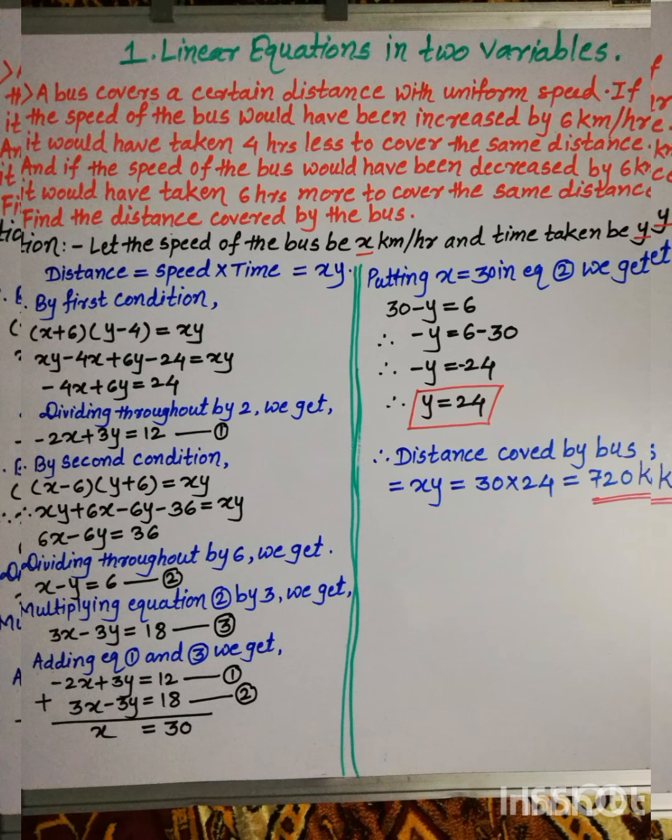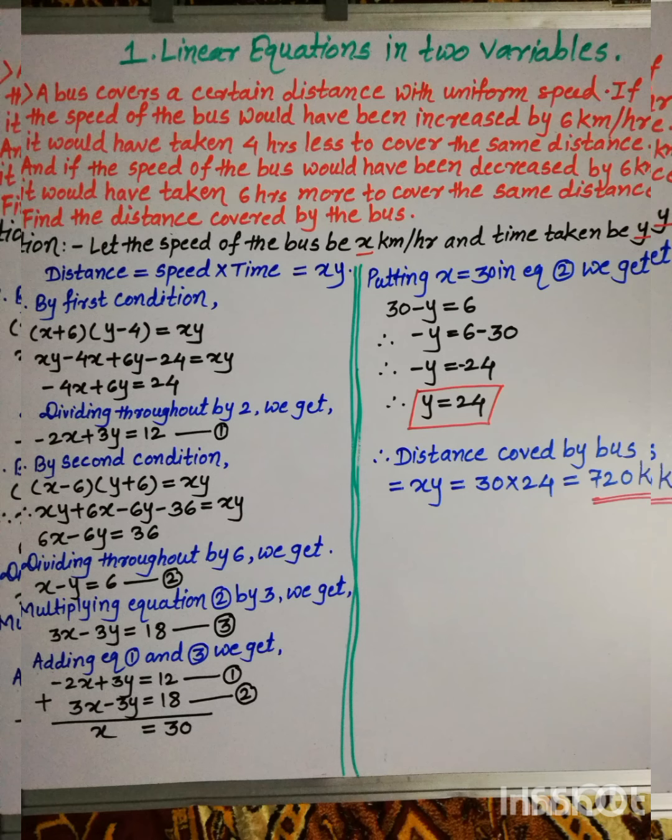Then by applying the second condition, if we will reduce the speed of the bus by 6 km per hour, that is x minus 6, that bus will require 6 hours more to cover the same distance. So we have to add 6 to the time, which is y. So here y plus 6, and x minus 6 into y plus 6 is equal to the distance, which is xy. Then again we get here x minus y is equal to 6.